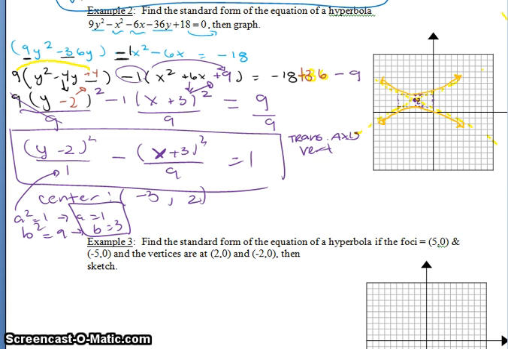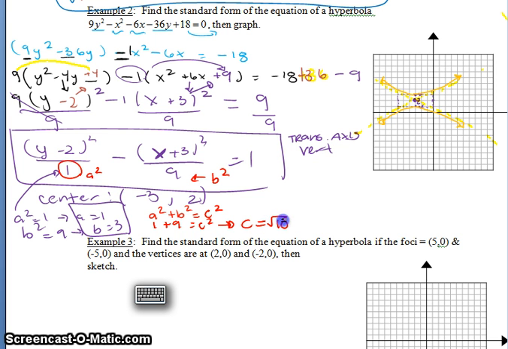And then you also need the foci, which are on the inside of your branches. Your foci, remember, are c units from the center. So we need to find the c value. And remember, for hyperbolas, we know the formula a squared plus b squared is c squared. So my 1 is my a squared, my 9 is my b squared. So I have 1 plus 9 is c squared, or c is the square root of 10, which is a little bit bigger than 3, because the square root of 10 is bigger than the square root of 9.